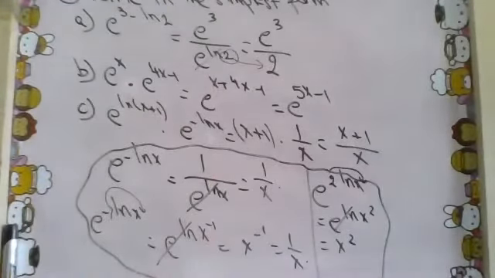Part D, we have e to the power 3 ln 2 plus ln 4. E to the power 3 ln 2 plus ln 4.